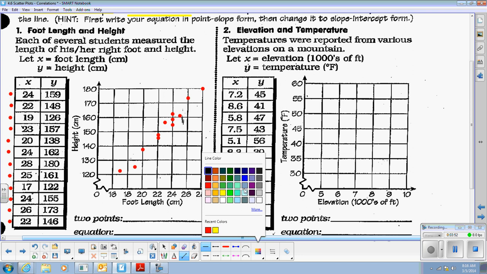What color do I want? What flavor do I want today? Looks like it's going to be green. I'll draw a highlighted green here. Okay, so I'm going to draw in a nice green on this line.